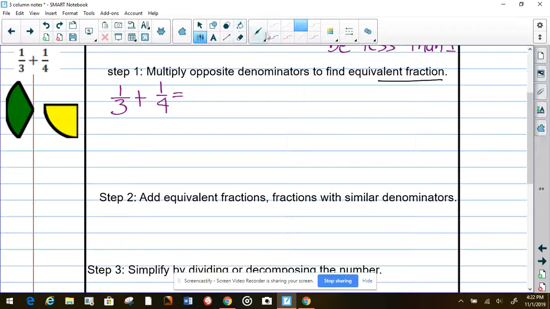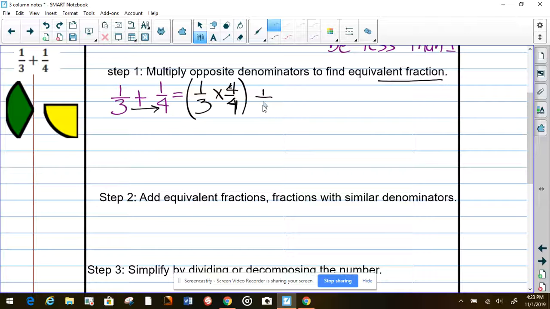Okay, so now we're going to write the 1/3 again. And we're going to multiply it by the opposite denominator, which is, if you look at this, 4. So we're going to set up right here. And excuse me, I'm not going to do that yet. So this should be 4 and 4. So this is how we're going to find the equivalent fraction.